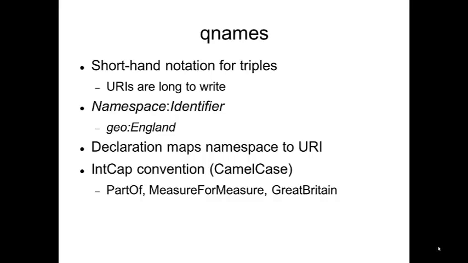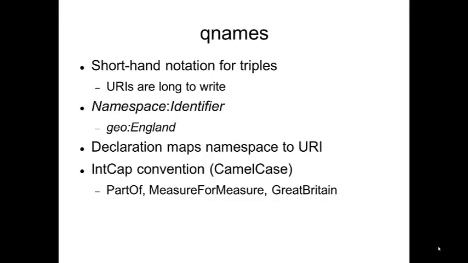So how do we actually represent this information in a computer? Well, one of the things that we often use to represent this information is things called Q names. And Q names is basically a shorthand notation for writing triples. Basically, URIs can be quite long to write. A full web address is quite a long thing to write. So rather than write those, we tend to use Q names which refer to URIs. It's just quicker.